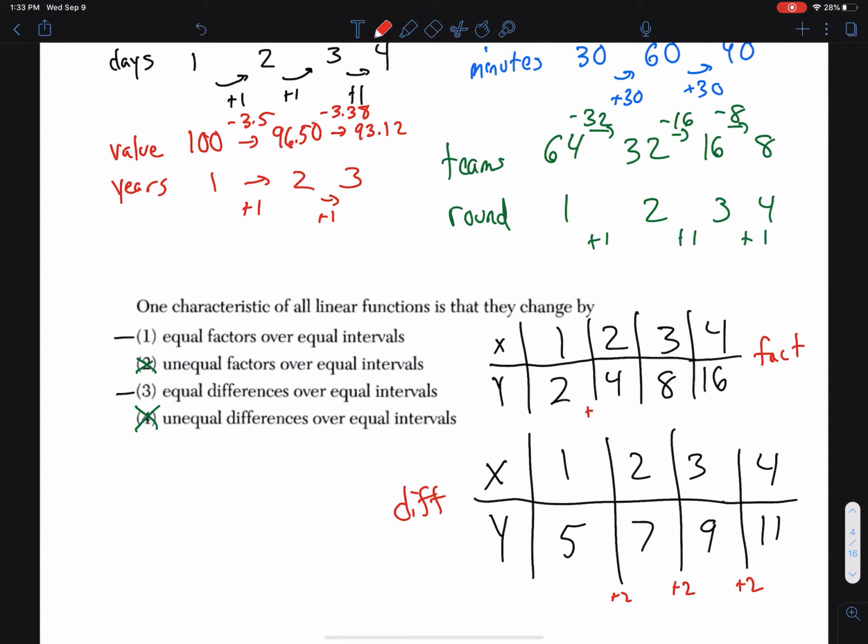So it'd be plus 2, plus 4, plus 8 for that top relation, which is not a linear function. It does not have a constant rate of change, where the bottom one does. The rate of change is always 2 over 1. So it would be equal differences over equal intervals. Let's go to the next page.